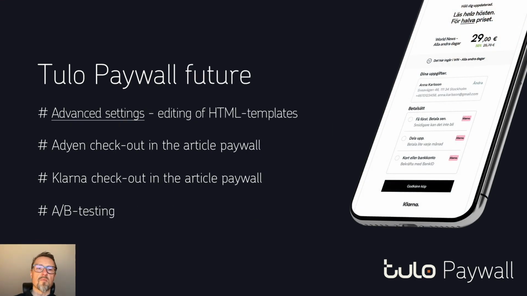Looking at the future, we can see in advanced settings that it will be possible to edit the HTML documents directly in Payway. And as you have seen, right now the paywall links the user either to the Payway built-in purchase flow or to the new Tulo Shop pages. We will implement ADN and Klarna checkout directly from the paywall, letting the user stay on the article when completing the purchase. It will also be possible to set up more than one paywall for A/B testing. The details of which paywall works best can then be found through reports in Engage BI.